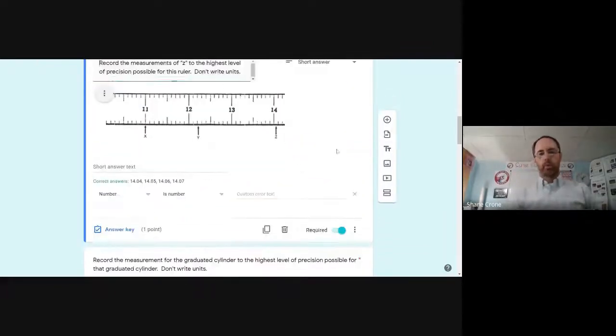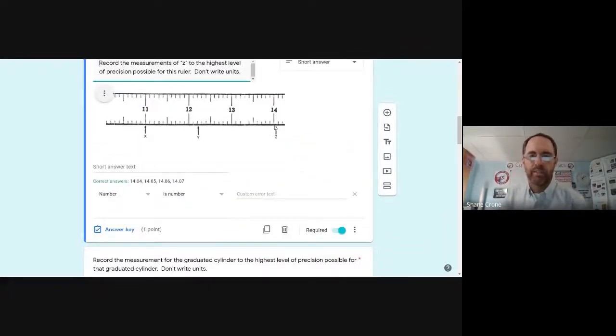The last question for the rulers is Z. You can see that Z is between 14.0 and 14.1. So my answer is going to be 14.0 something. I said it was very close to the middle, so I took 0.04, 0.05, 0.06, and 0.07. That's a pretty wide range of answers. If you look at that closely, I'm sure you'll agree one of those answers is the measurement for that. And so I gave kind of a range of possible answers. But notice, 2 places after the decimal.